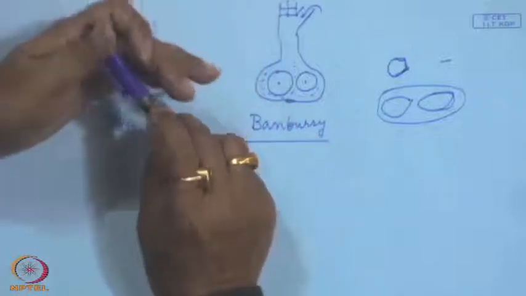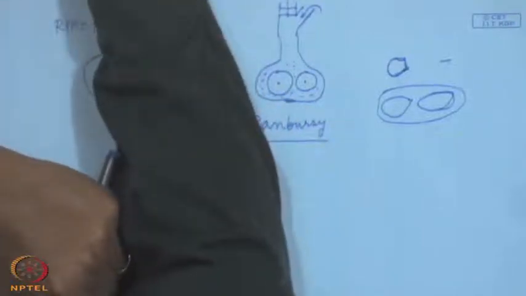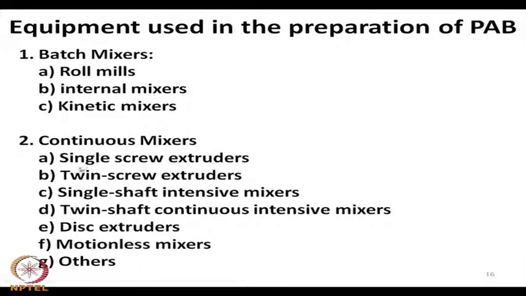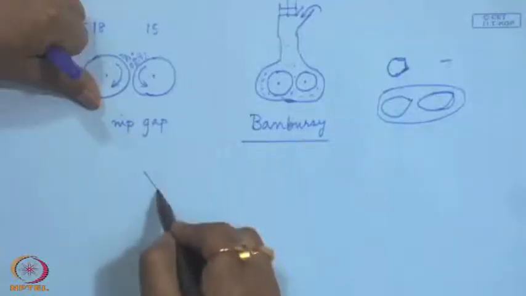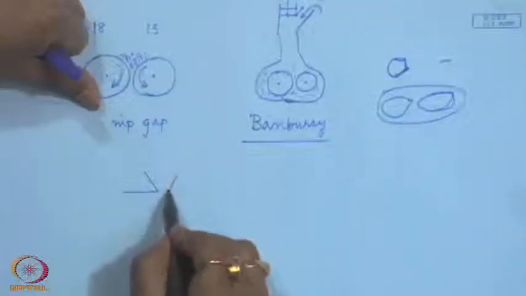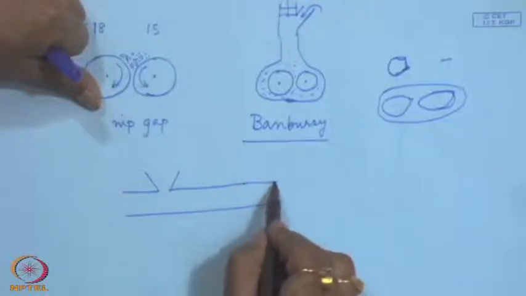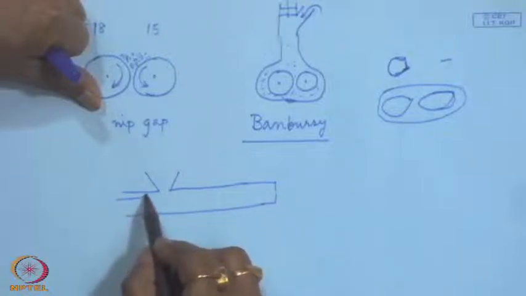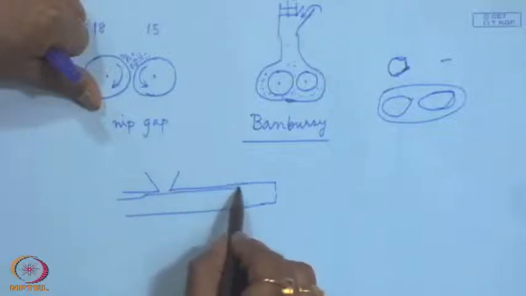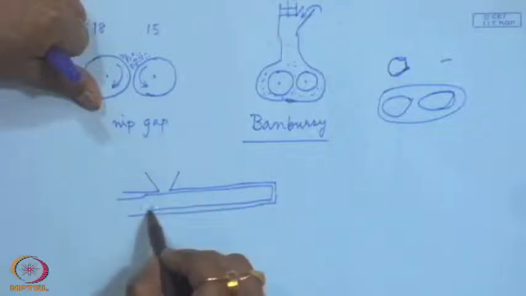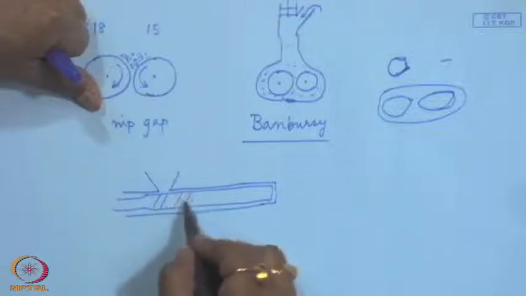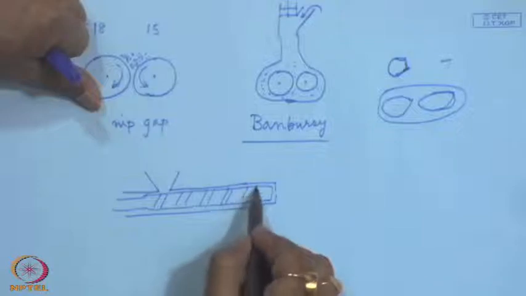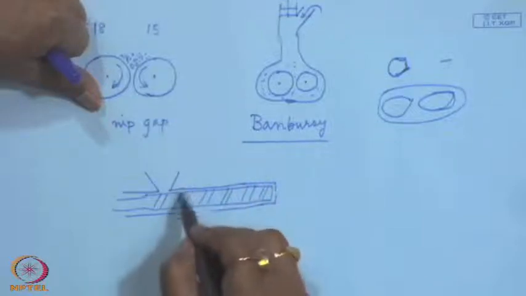Then we can have a continuous mixer. Now, continuous mixers are well known. These are basically screw extruders having a single screw or a double screw, twin screw, and basically this extruder looks like this. So, this is a screw and this is known as the barrel.